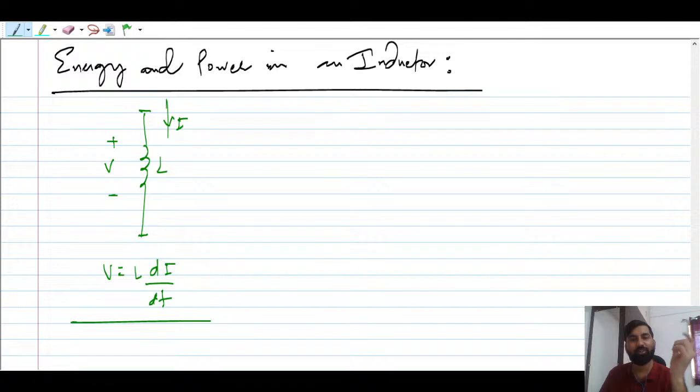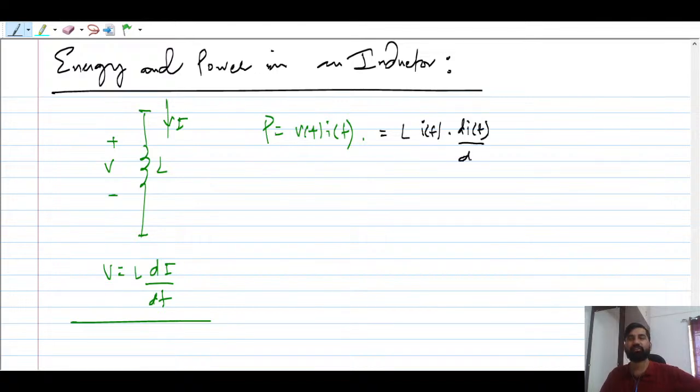Why am I saying this? Because this di by dt is going to decide whether power will be absorbed or delivered. In case of an inductor, there can be power absorbing or power delivering depending upon di by dt. This is very important to remember. The power is basically v(t) i(t). Power is nothing but v(t) i(t), and you can write L in place of v: L i(t) di(t) by dt.